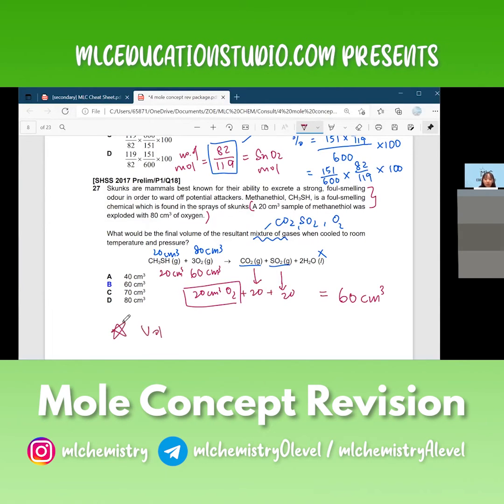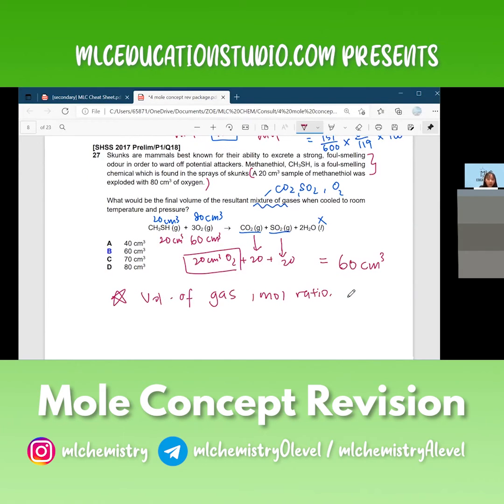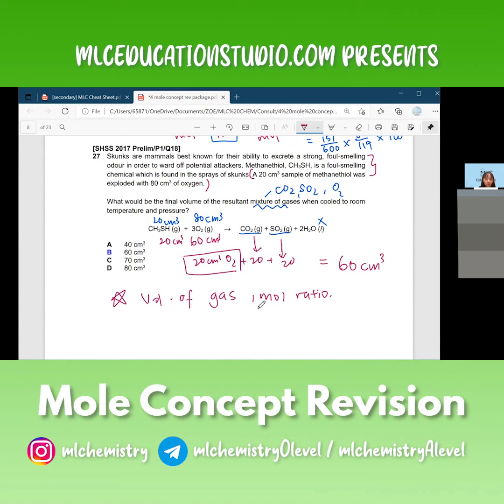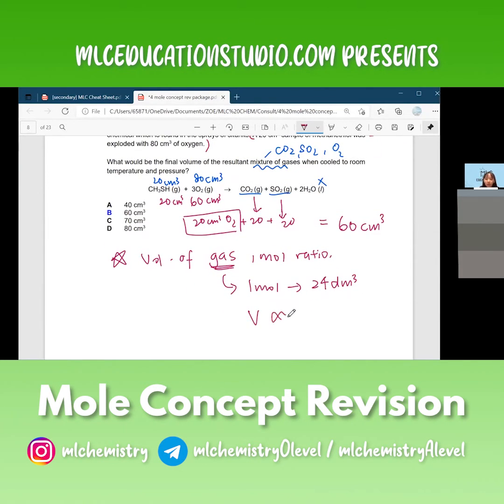Can I repeat again? Volume of gas, right? You can use mole ratio, only for gas. Why? Because this one is just for your understanding only, don't need to memorize it. Why can volume of gas use mole ratio? Because 1 mole of gas always occupies 24 dm³, so it is directly proportionate.